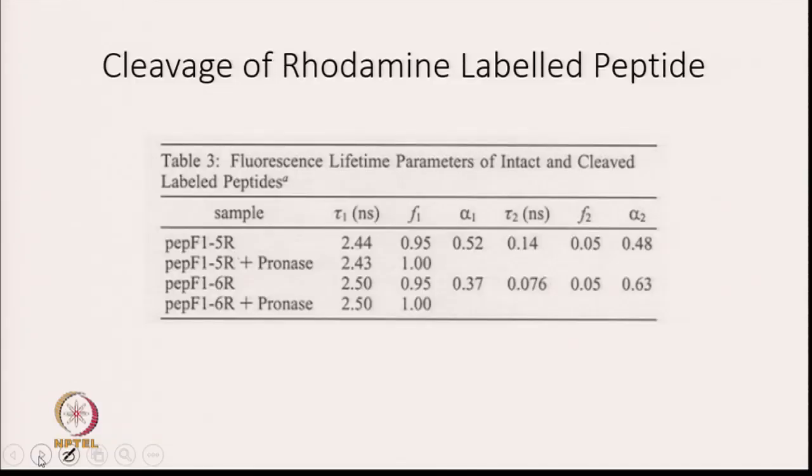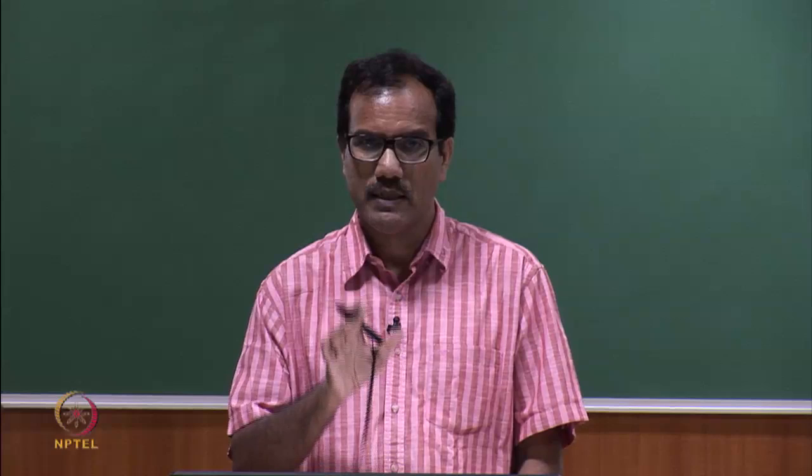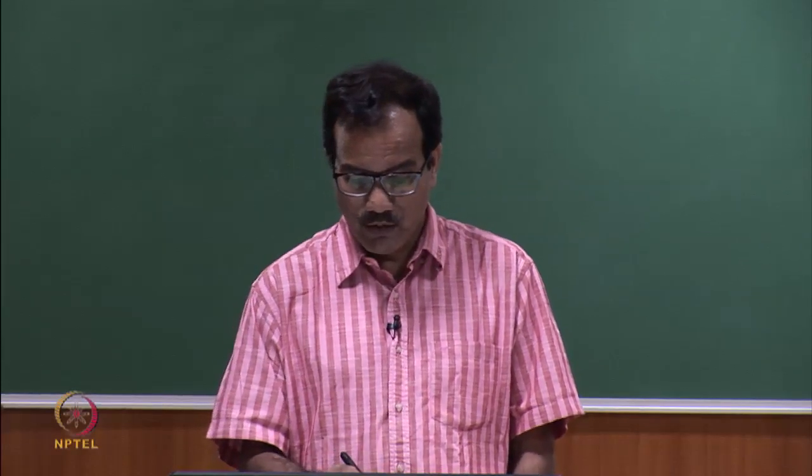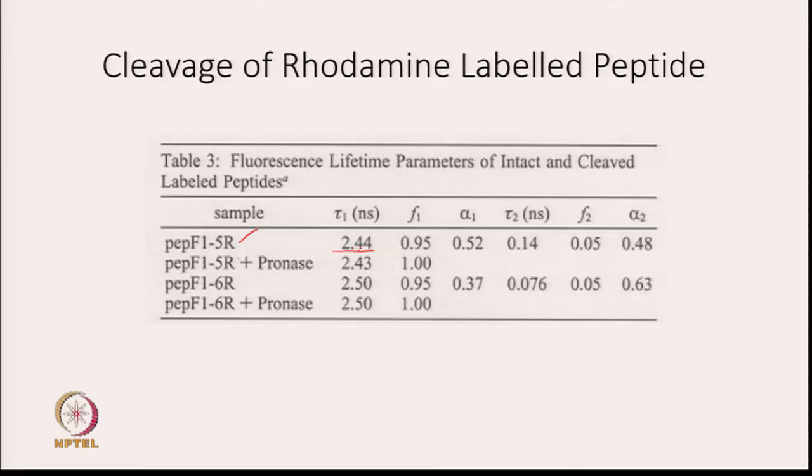So, this is the rhodamine labeled peptide. It has 2 lifetimes, or its fluorescence decay is basically bi-exponential. One lifetime is 2.44 nanosecond, another lifetime is 0.14 nanosecond. The fraction F1 is 0.95, and F2 is 0.05.